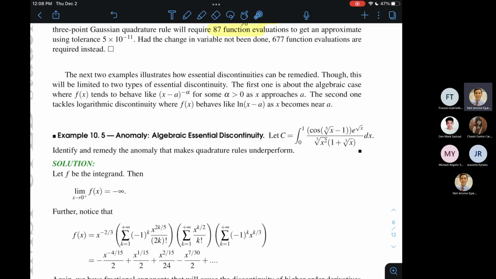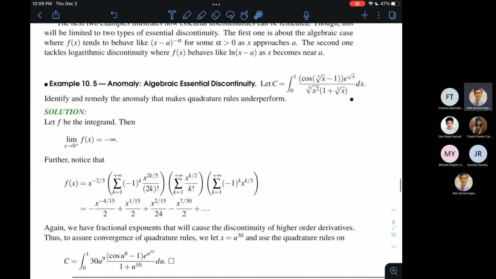Kasi ang limit ng ln as x approaches 0 ay negative infinity. Ganun din dito, kasi kapag si x ay malapit kay a, ito ay magzi-0. 0 raised to a negative exponent will give us a very large number. Actually, 0 raised to a negative exponent is undefined, pero pag ganun yung form ng limit, positive or negative infinity yung makukuha niyong sagot. Okay? So, yun yung mga essential discontinuities na kaya nating solusyonan. So, let's see this monster integrand in example 5.